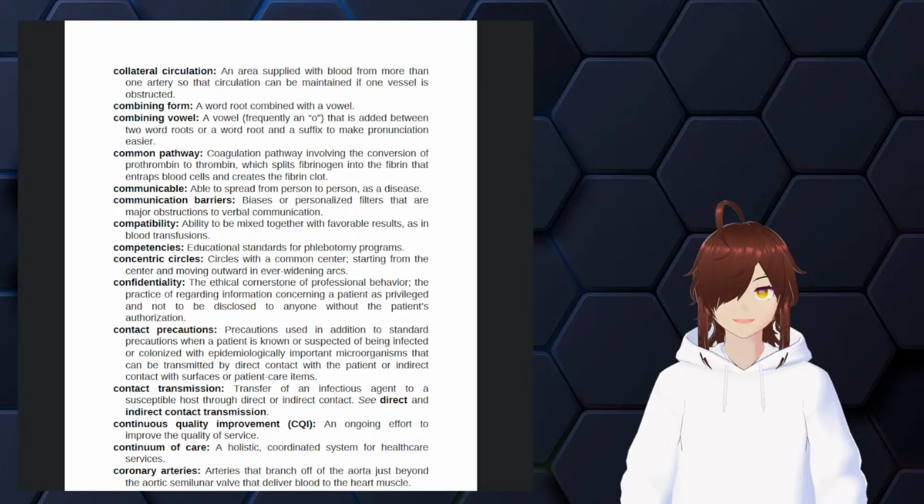Communicable disease: a disease able to spread from person to person. Communication barriers: biases or personalized filters that are major obstructions to verbal communication. Compatibility: ability to be mixed together with favorable results, as in blood transfusion.